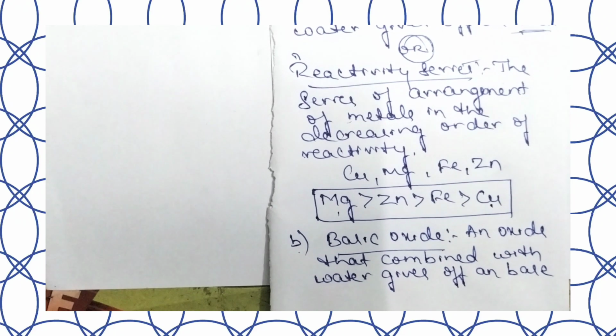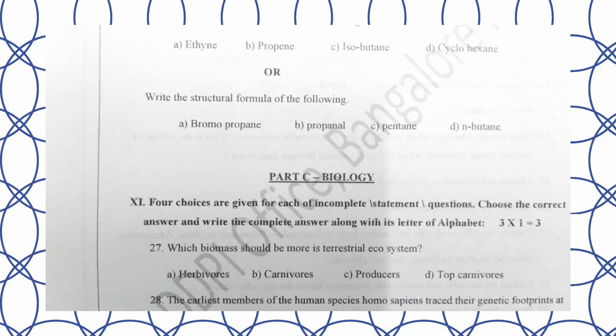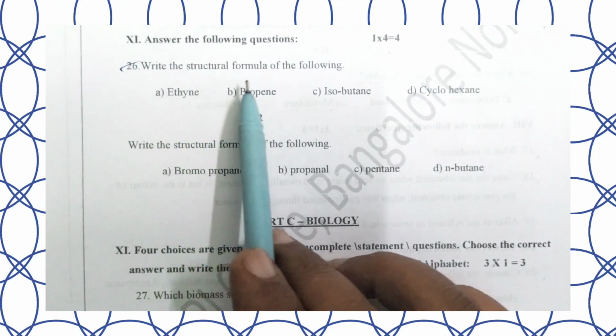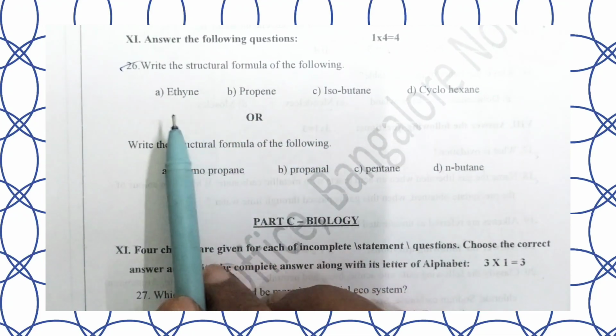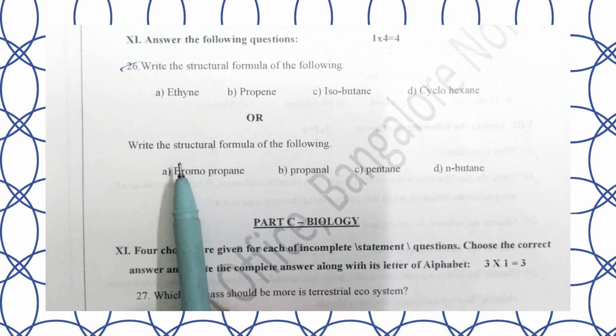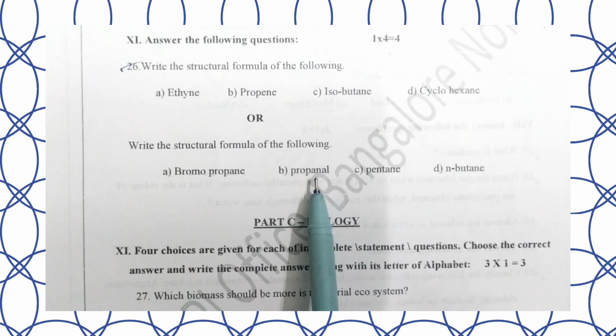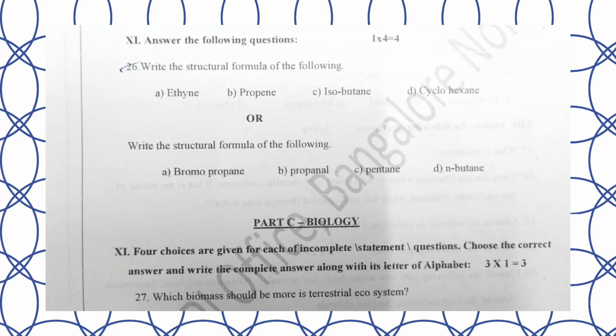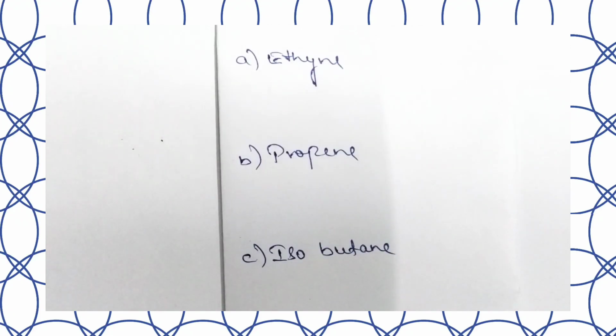So the 26th question and the last question of the chemistry part is: write the structural formula of the following: ethane, propene, isobutane, cyclohexane. Then the internal choice question: bromopropane, propanal, pentane and n-butane. So let us answer these questions. Now let us write the structural formula of ethane.